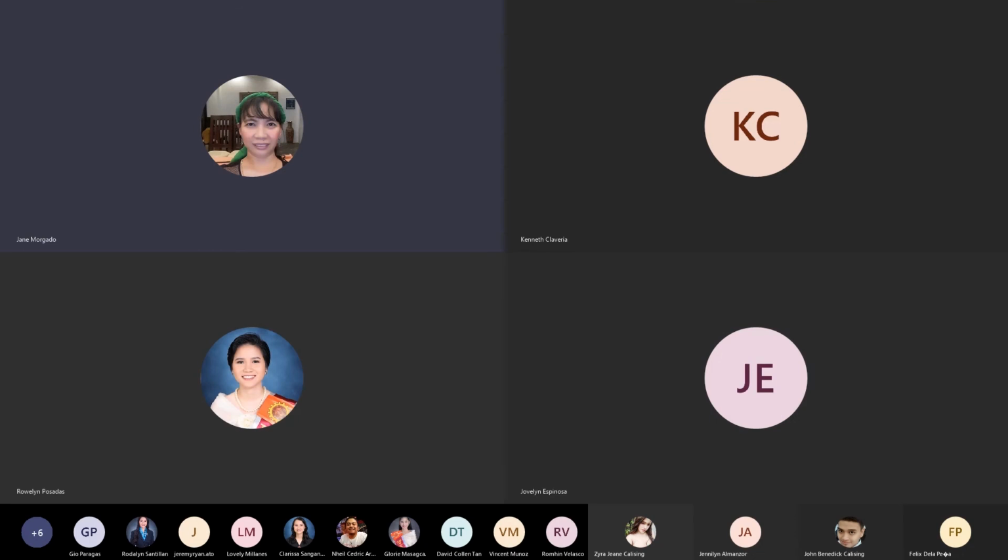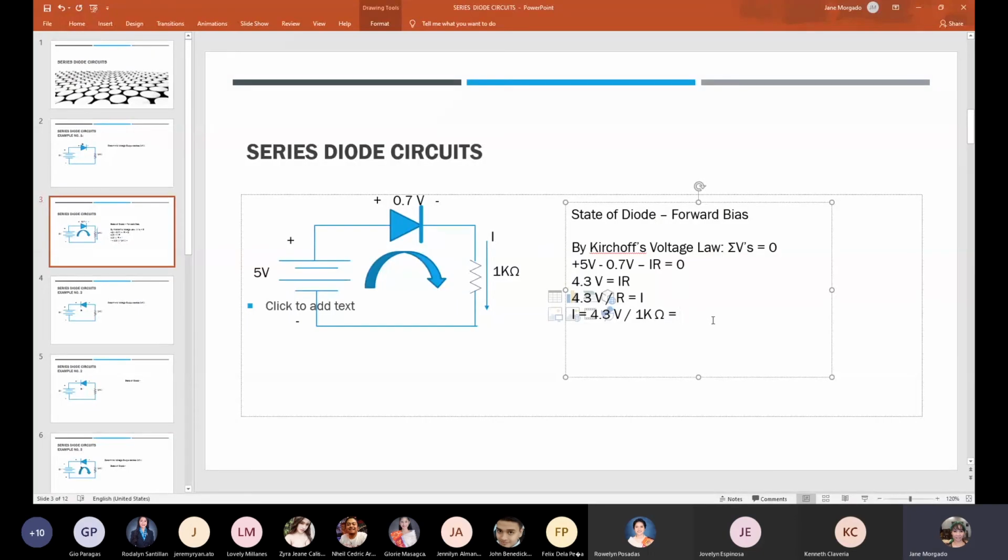Ang sagot: 4.3 divided by 1 kilo ohm. K is 1 times 10 to the 3. Tama ba? 1 times 10 to the 3. So, paano nyo i-input yan sa calc? Naalala nyo pa ba? 4.3 times 10 to the negative 3.